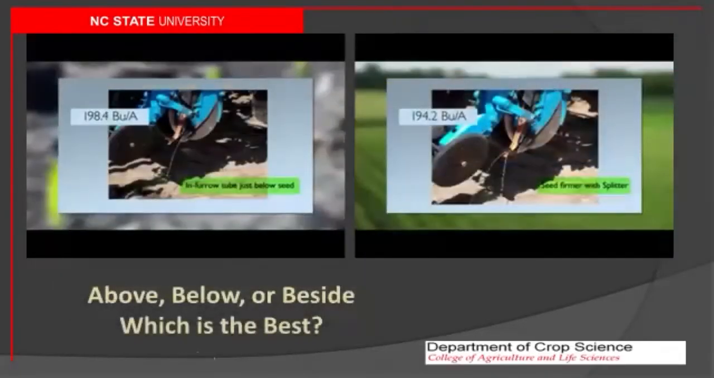All right, so that gives you a little bit of an idea of what some of these methods for in-furrow application are, and I'm hoping that you see some of the pros and cons to this. Above, below, beside, which is the best? Well, I have not done that study.